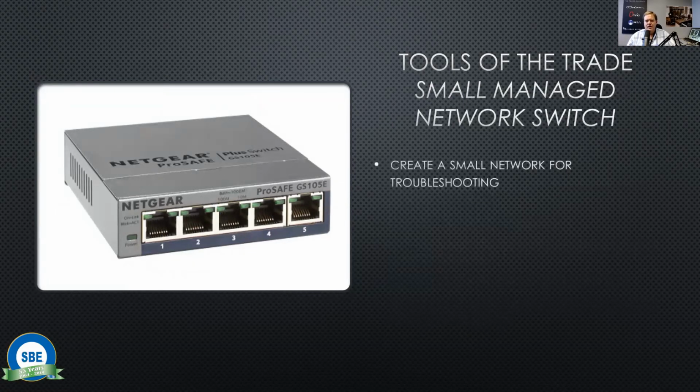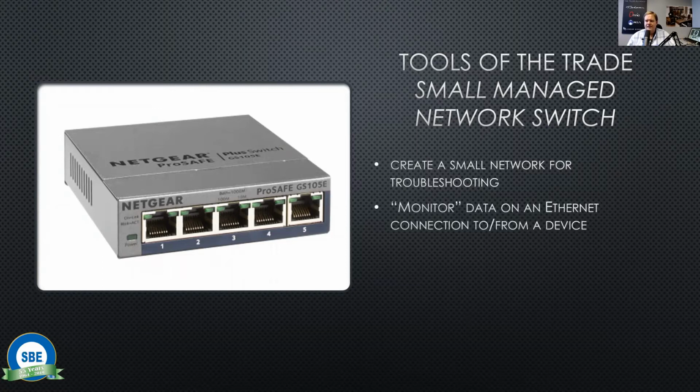You can use it to create a small network for troubleshooting. You can use it to monitor data on an Ethernet connection to and from a device. So you can use it to create a port tap and use Wireshark to actually look at the traffic going back and forth. This particular one also supports VLAN, so you can troubleshoot VLAN issues with it. So you can connect to a trunk port on another switch and pick off a particular VLAN from that switch if you need to.